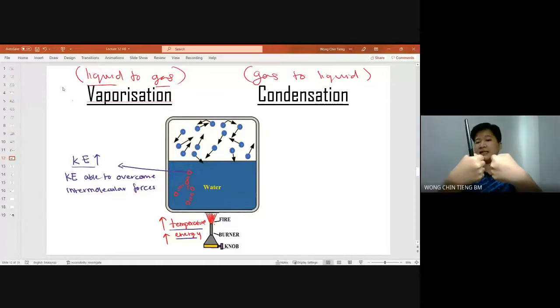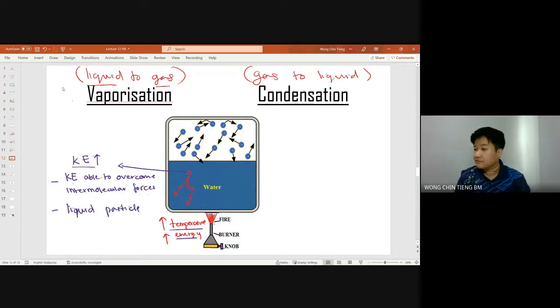So, kamu akan start dari tadi duduk tenteram bergerak sikit-sikit. Sekarang kamu akan start bergerak laju. Sehingga satu moment kamu bergerak laju, sampai tenaga yang kamu pegang boleh kuat daripada daya tarikan tersebut. So, kamu terlepas. Okay? When the kinetic energy able to overcome the intermolecular forces, your liquid particle will escape from the solution. Bila dia lepaskan diri dia daripada solution, sebab tu dia jadi wap air yang duduk ke atas. Saya nak tengok arrow yang ke atas terlebih dahulu. Arrow semua yang warna kuning. So this is the gas particle yang terlepas duduk ke atas.